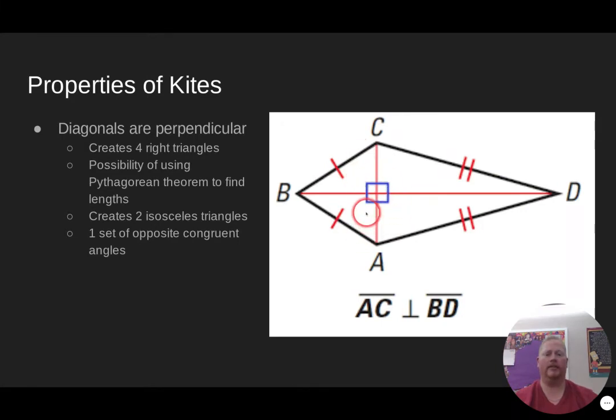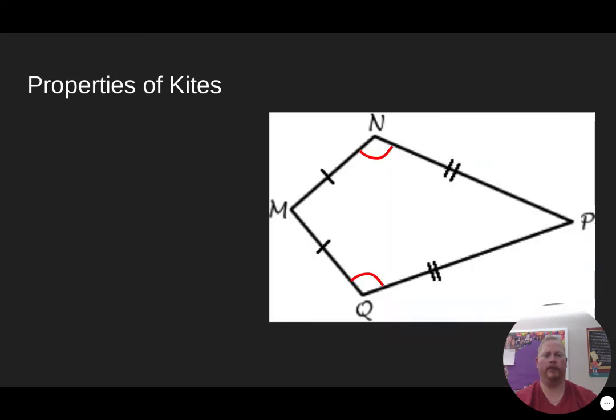Also in a kite, you have one set of opposite angles that are congruent. So big angle A is going to be congruent to big angle C. So here's an example of a kite. And because it's a kite, I would know that angle N is congruent to angle Q.